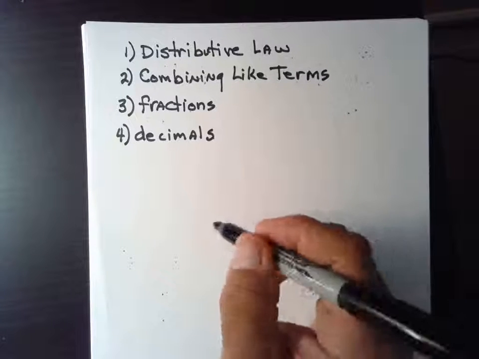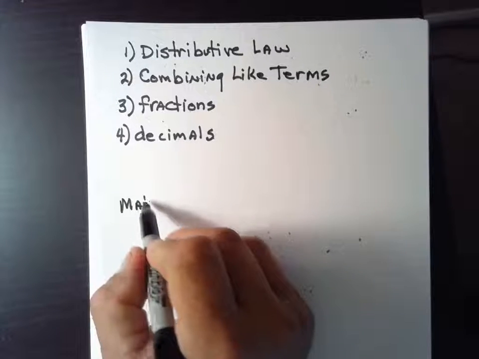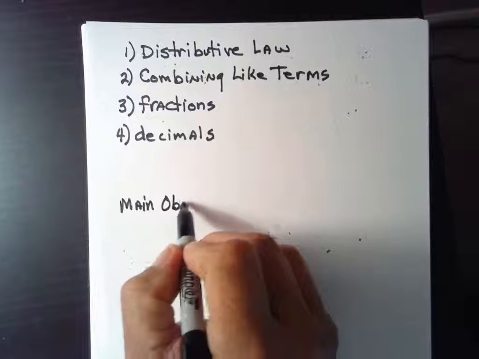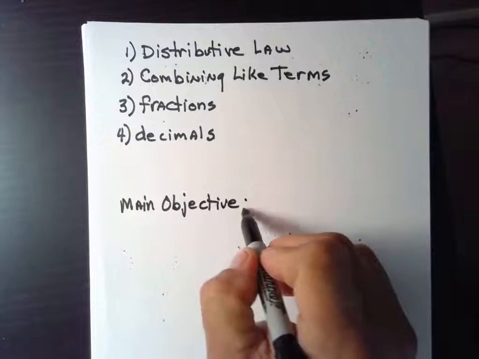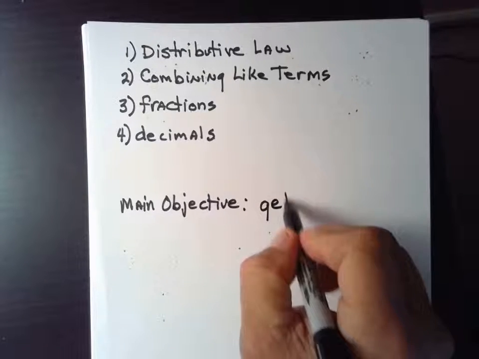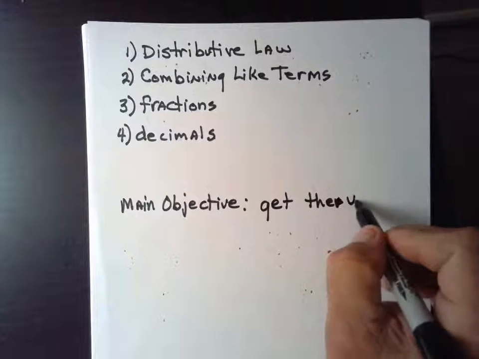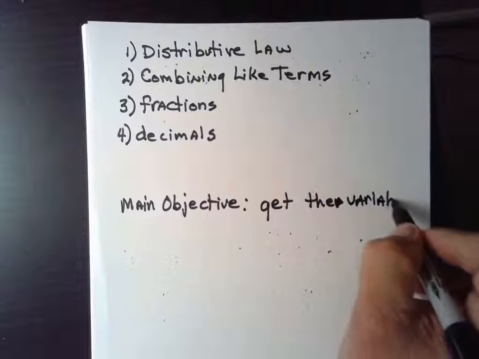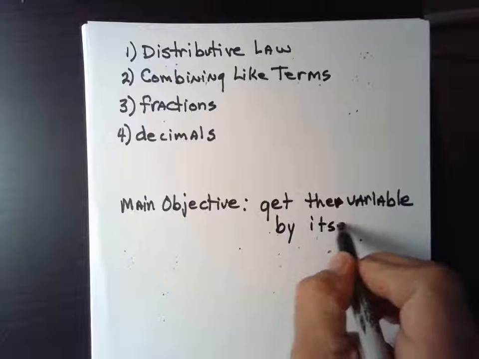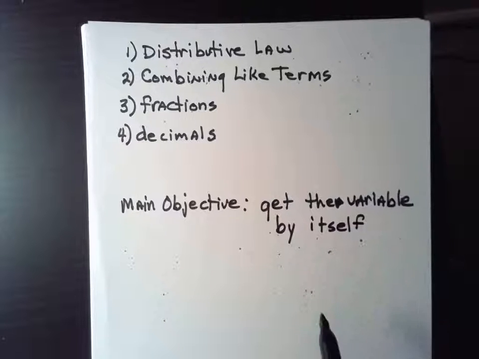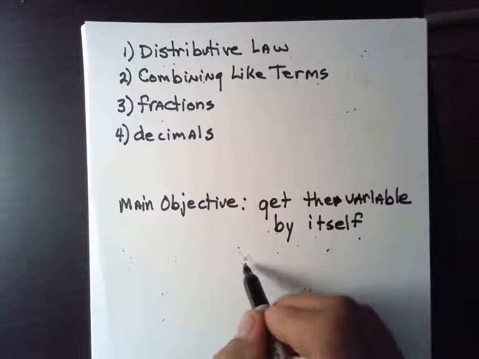Let's talk about what the main objective of algebra is. The main objective of algebra is to get the variable, get the variable by itself. That's the main objective. I also add another little objective, just me with my students.